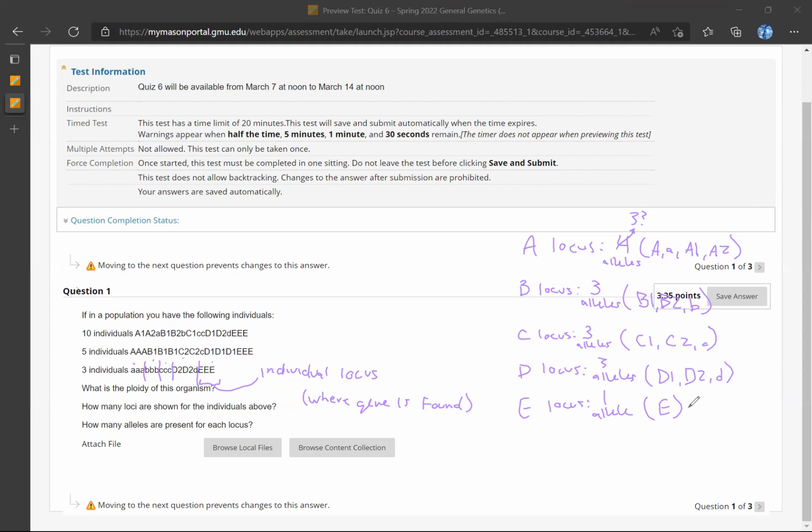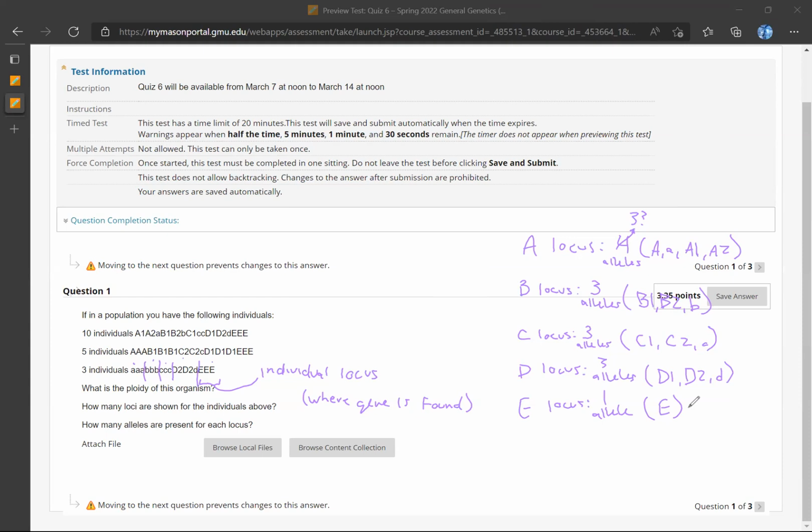Casey said, but the question just asked for the alleles, not different alleles. And then just said, I make no assumptions. Okay, so yes, it did just ask for alleles, but it wanted to know how many alleles were present at each locus. So I do see how that could be confusing.